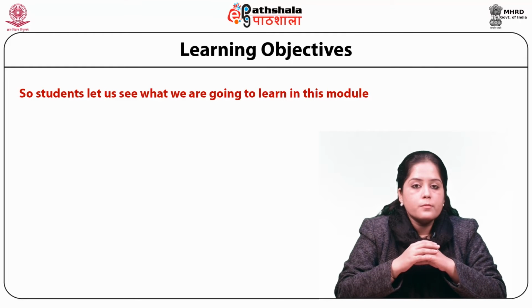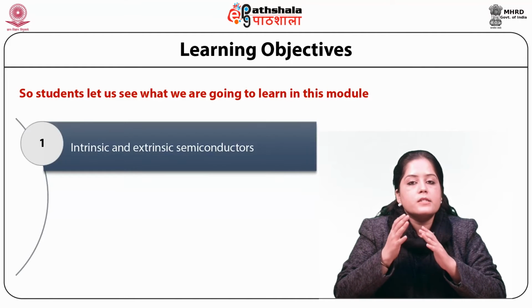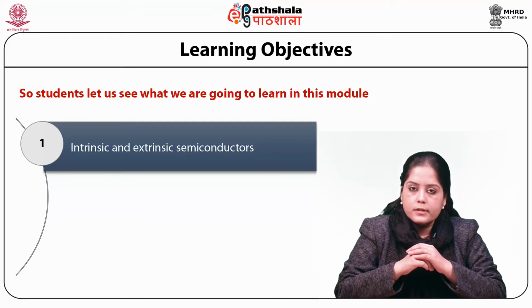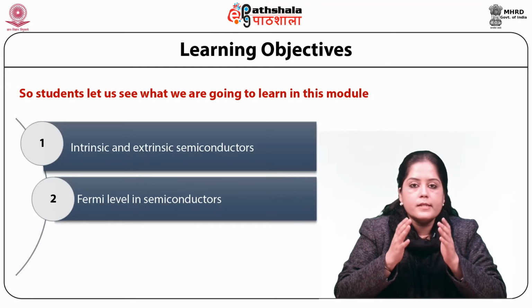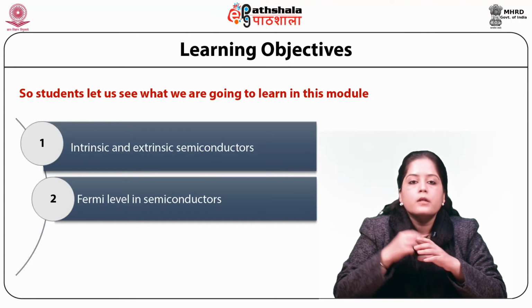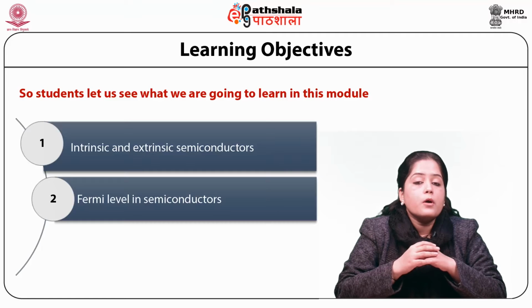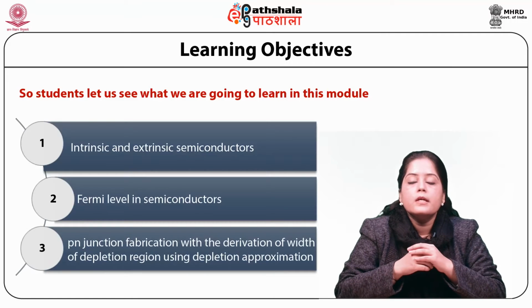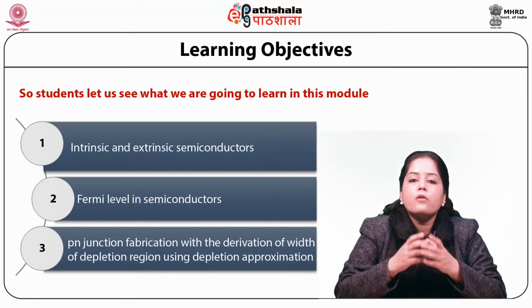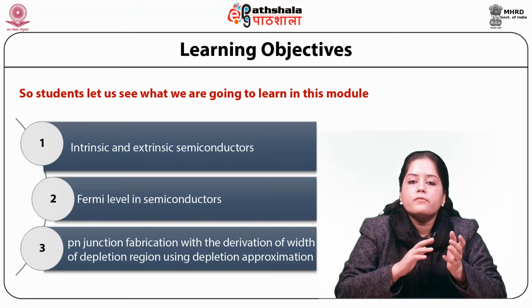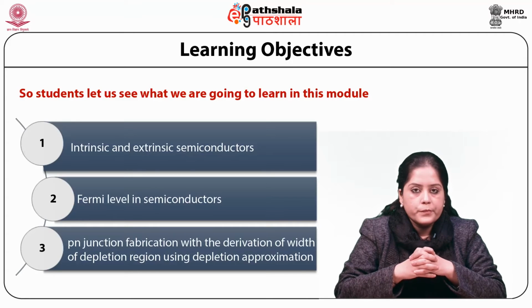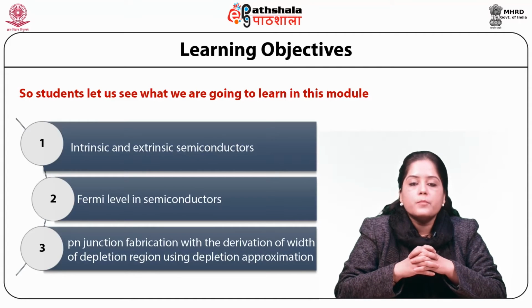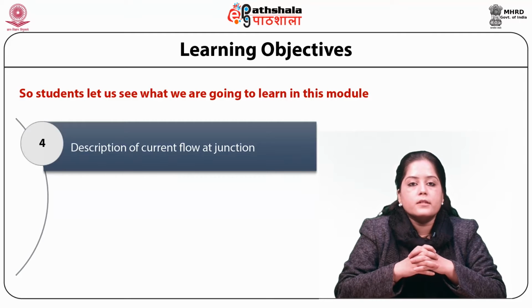First, we will discuss intrinsic and extrinsic semiconductors. Second, we will discuss the Fermi level in semiconductors. Thirdly, we will discuss how the PN junction is fabricated, along with the derivation of the width of the depletion region using depletion approximation. Lastly, the description of current flow at the junction will be discussed.